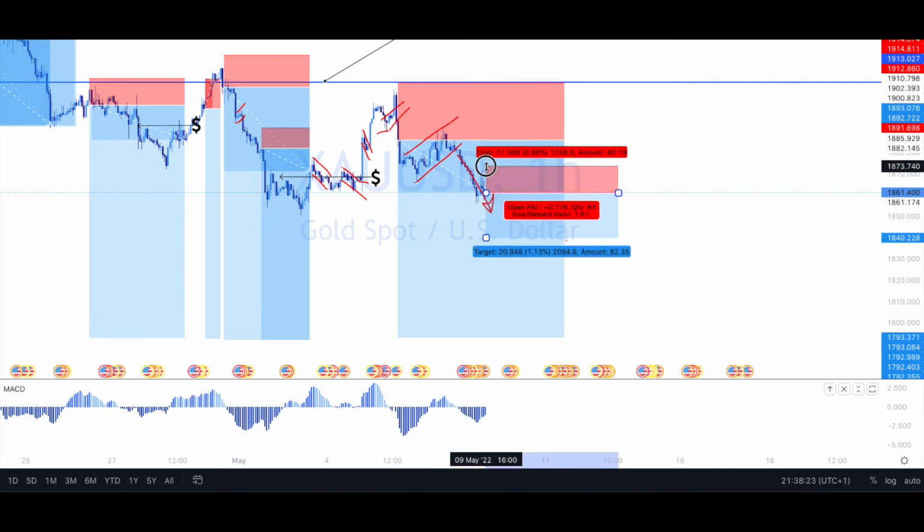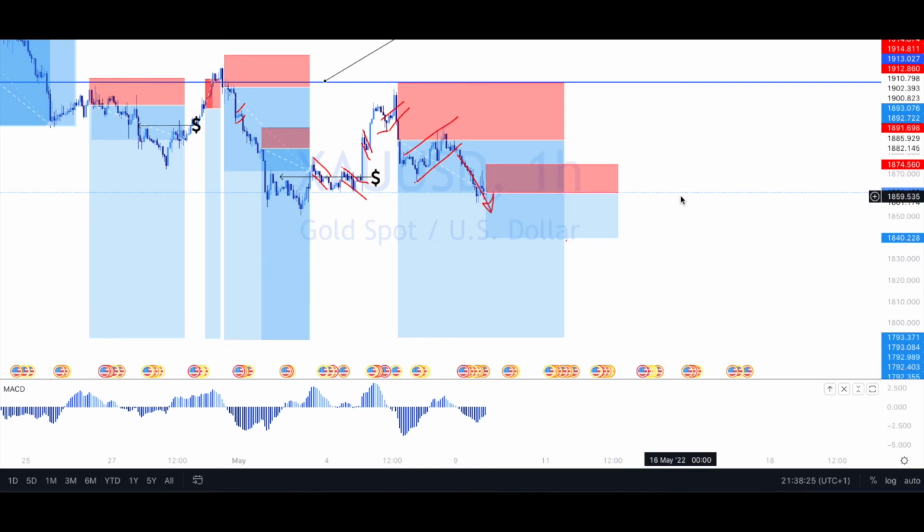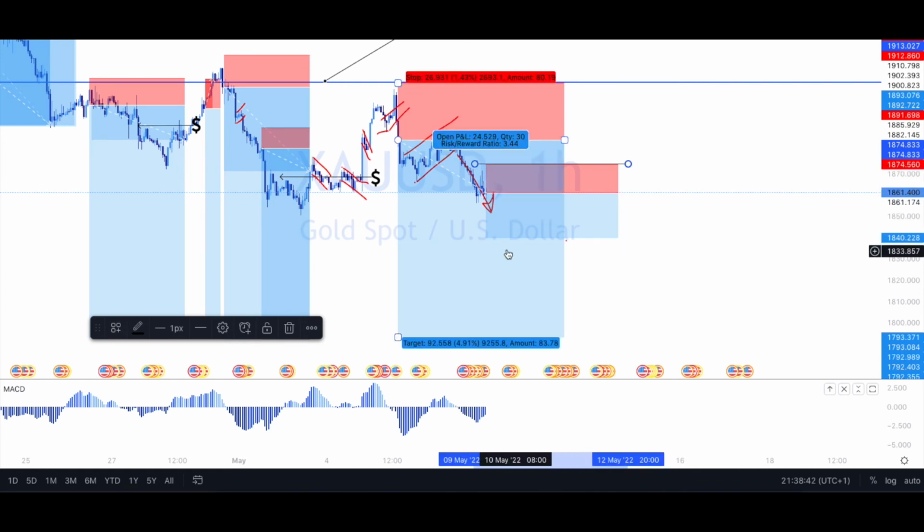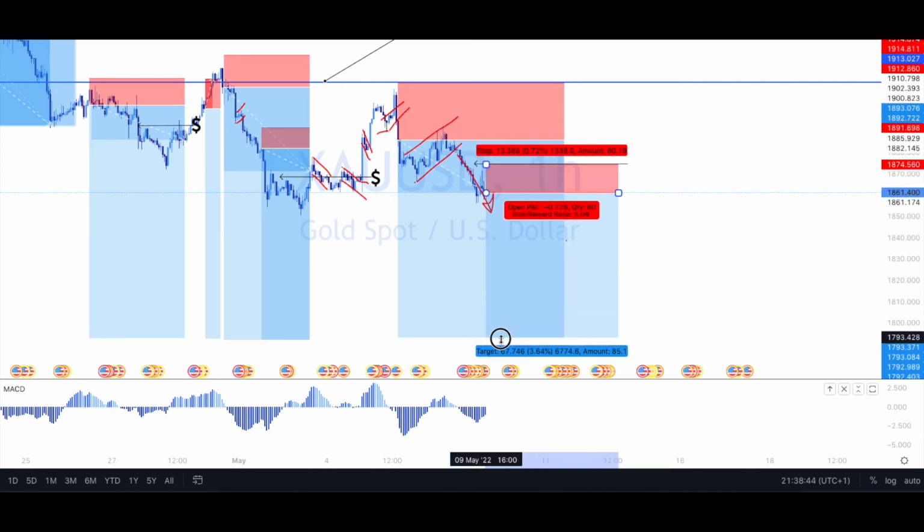Bring my stop up here somewhere, and then bring my trailing over here. And my trailing is lower than what my actual stop is, but I have no choice. That's the only safe place I can put my stop right now. That's the only safe place I can pull it.